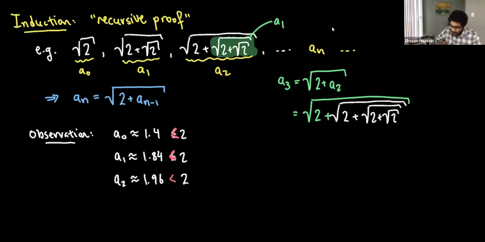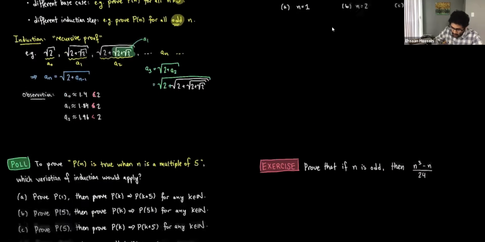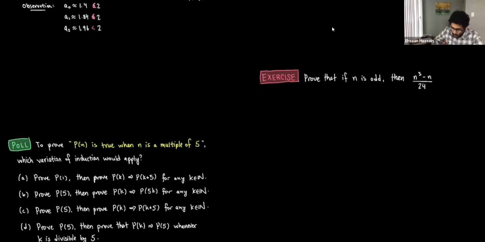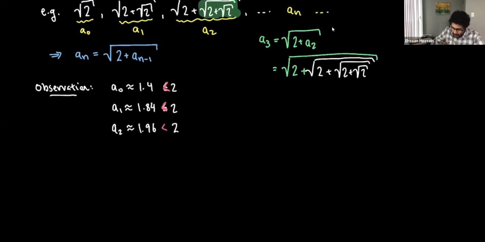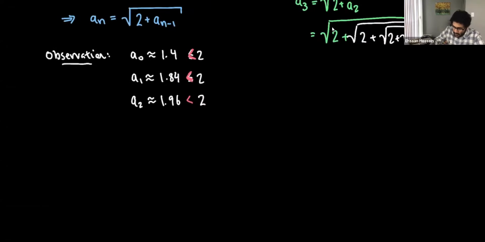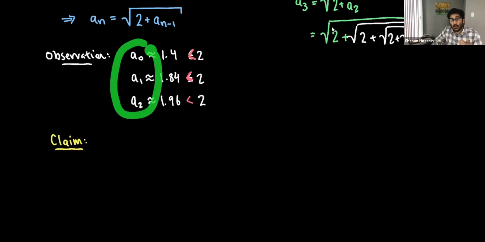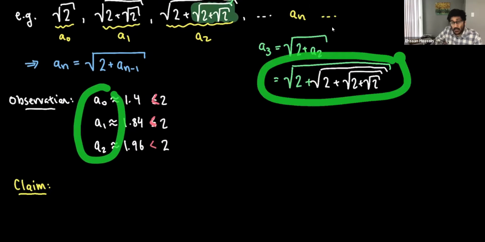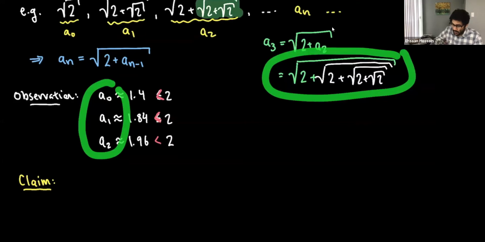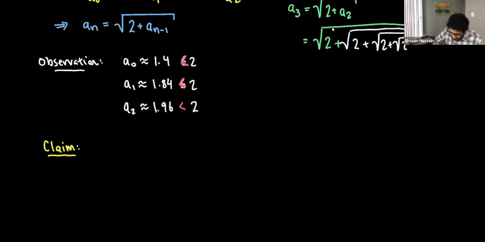So here's my claim, and I'm going to have to make some more space so that we can do this poll question later. I'm going to have to prove this claim that no matter where I am, I checked the first three terms, A0, A1, A2, but I didn't check A3, right? And if I did, I would have to whip out the calculator for this. Claim: AN is less than or equal to 2 for all n.